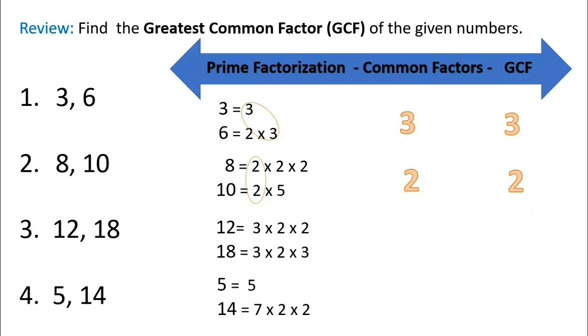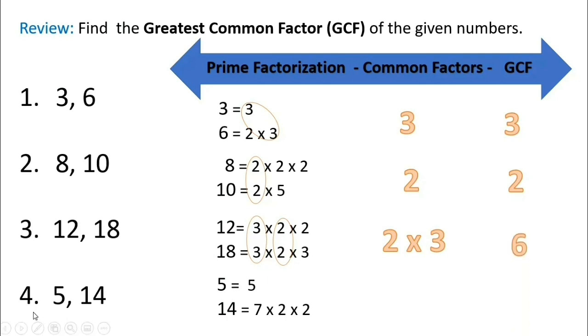Next, for number 3, we have 12 and 18. Ano yung nakikita mong common factors? Yes, 2. Meron pa ba? 2 and 3. So, since dalawa ang kanyang common factor, i-multiply lang natin silang dalawa. So, 2 times 3 is equals to 6.